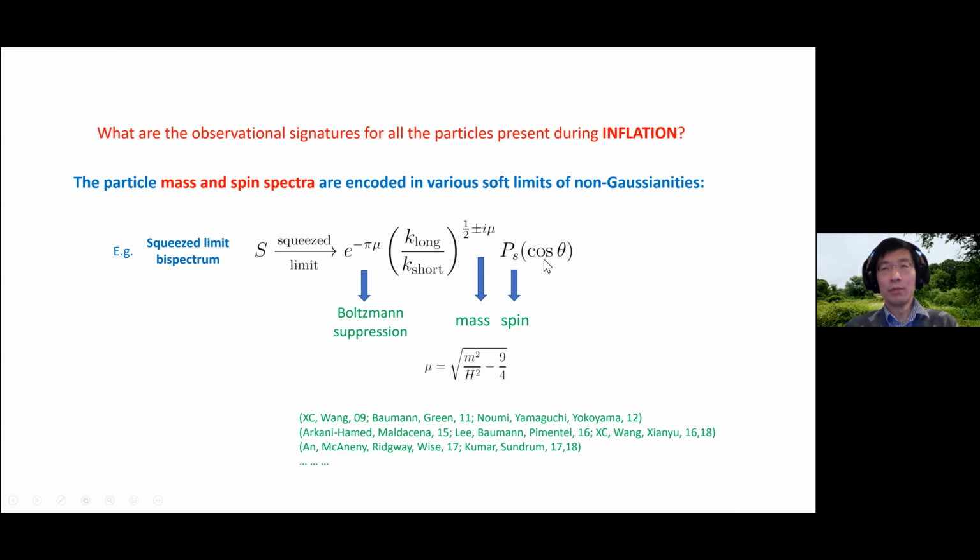There is also an angular dependence on the angle between the long wavelength modes and short wavelength modes. The index S of this Legendre polynomial encodes the spin of the interactions. This whole amplitude is, of course, proportional to various couplings between the massive fields and the inflaton, or more generally the field which sources the density fluctuations. But it is also suppressed by a Boltzmann factor if the mass is higher than of order H.